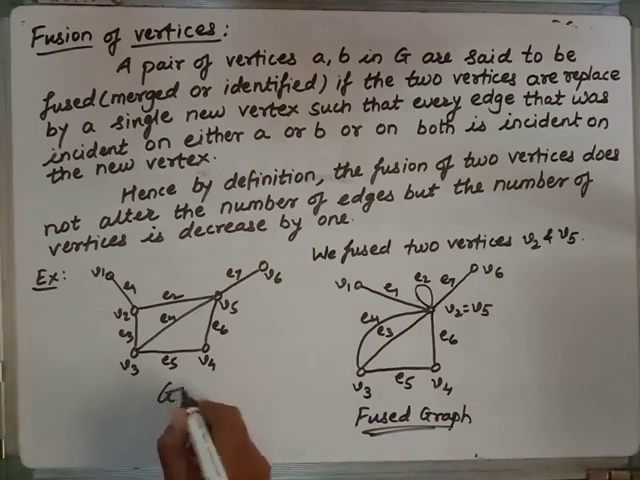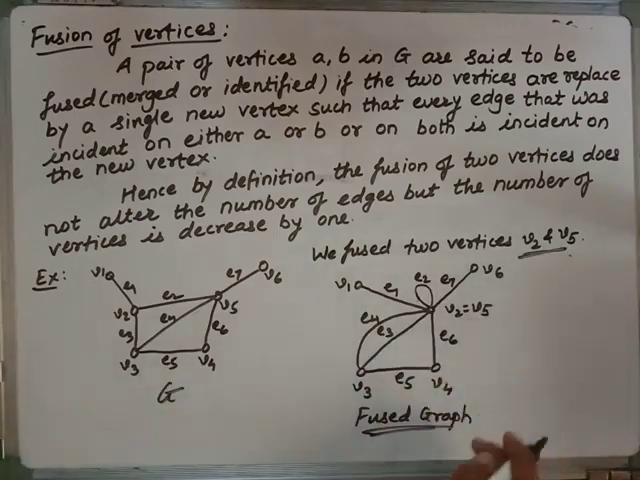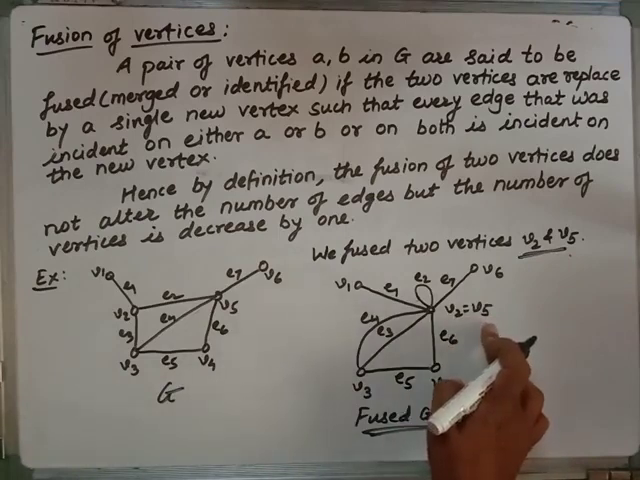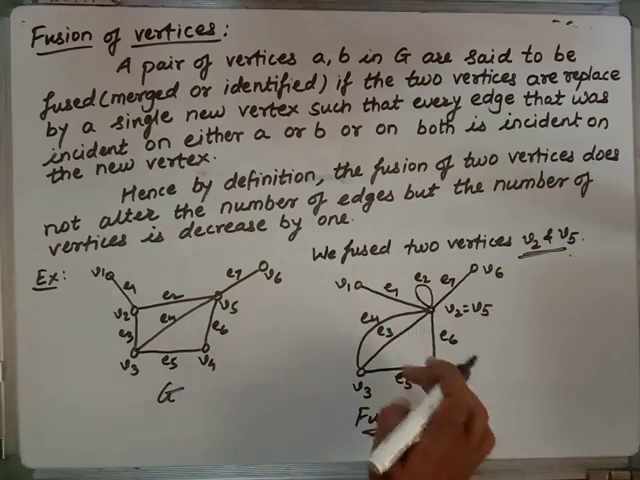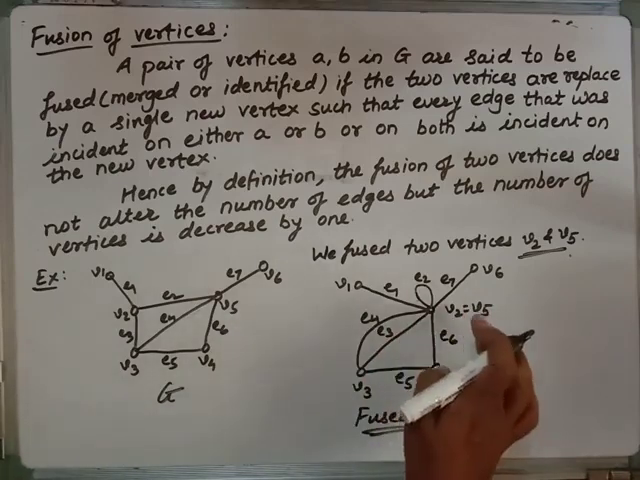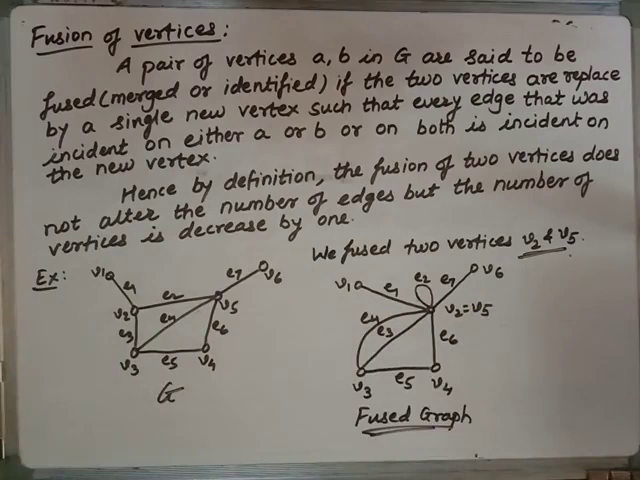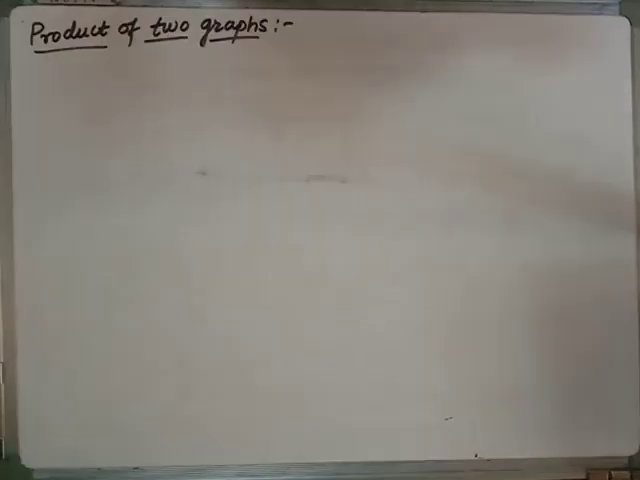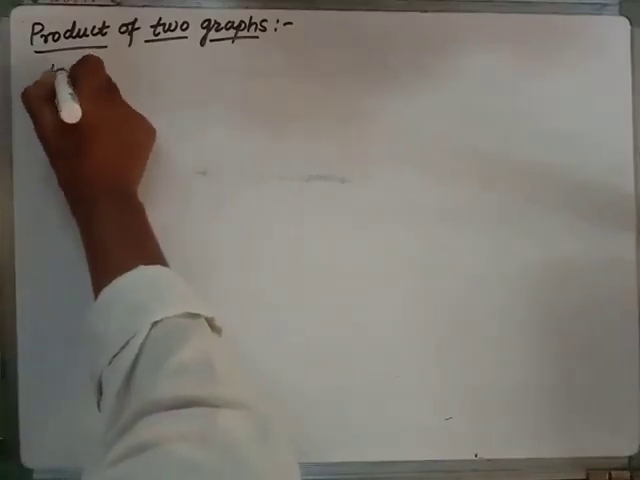This is original G, and this is a fusion of these two vertices will be done. So whatever edges are incident on those vertices, you should draw all of these. So now edge set will remain same, but the vertex set is decreased by 1. Now the next thing we have to see the product of two graphs. Product of two graphs definition.